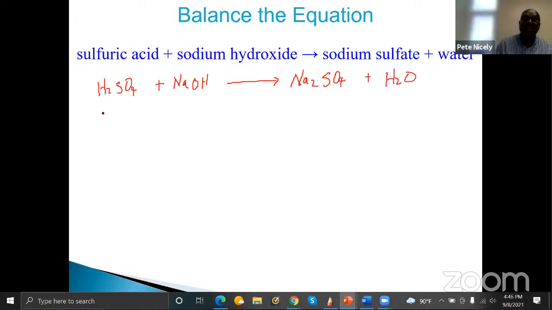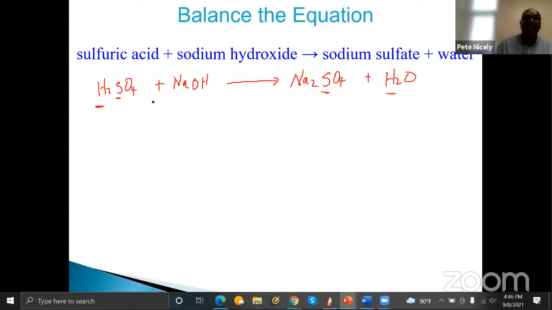So now we have the task of balancing this equation, and that means that we have to do an atom count of each element on both sides, starting with the hydrogen. We have 2 hydrogens here, and on the right side, we have 2 hydrogens. So the hydrogens are balanced so far. Let's look at the sulfurs. We have 1 sulfur atom here and 1 sulfur atom here. So that is balanced so far.